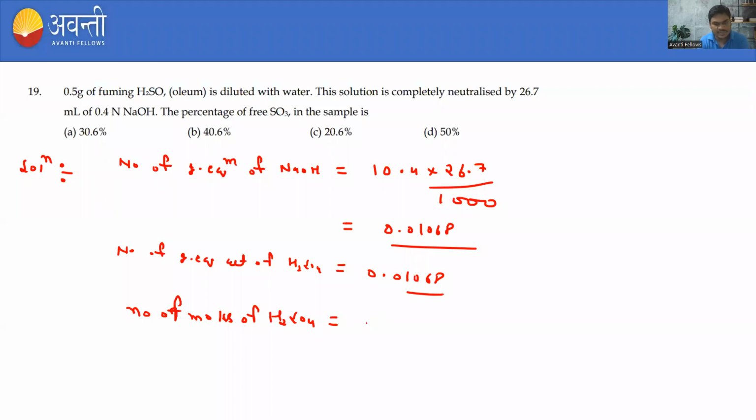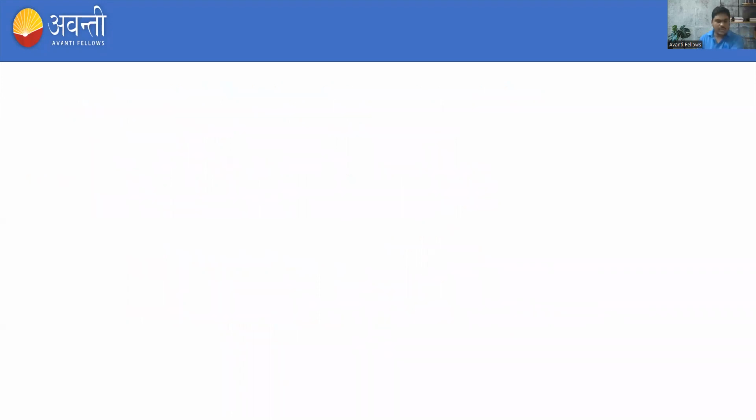The number of equivalents is 0.01068 upon the n factor, that is 2. So this comes out to be 5.34 into 10 raised to the power minus 3. This is the number of moles of H2SO4. If you get the number of moles and you know the molecular mass, I hope you can easily calculate the amount of H2SO4.